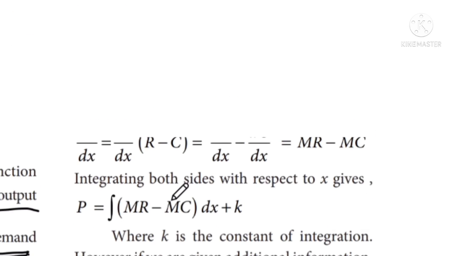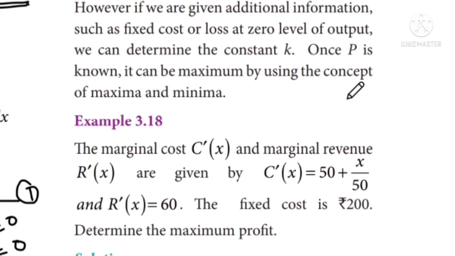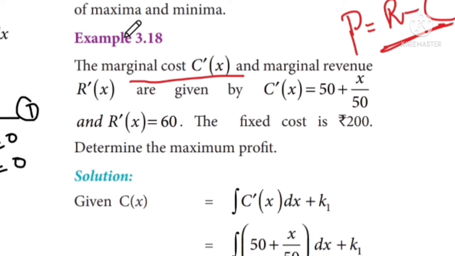Now the next formula is the profit. So the profit is revenue minus cost. Revenue is whatever income that you are getting, the income that you get after selling. So revenue minus the cost is the profit. So you have to find the revenue function, you have to find the cost function, then subtract, you get the profit function.